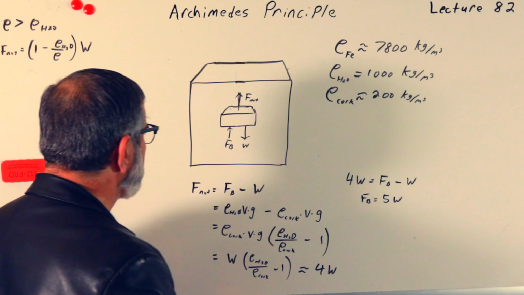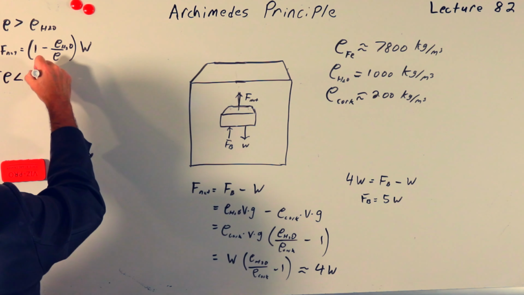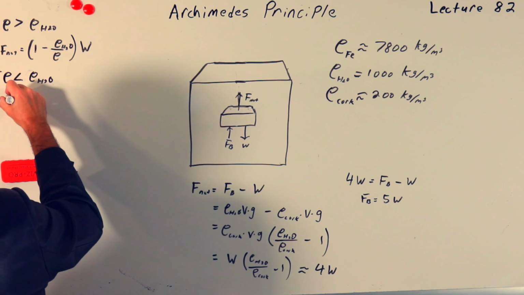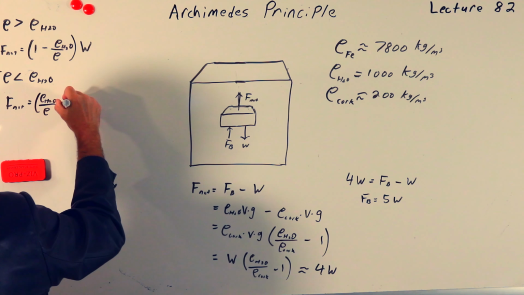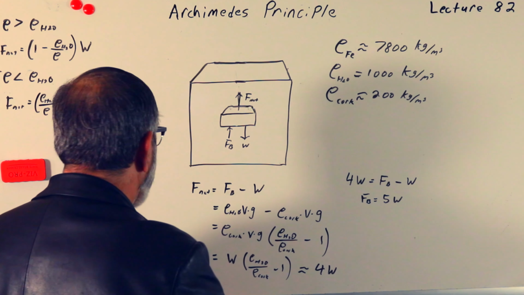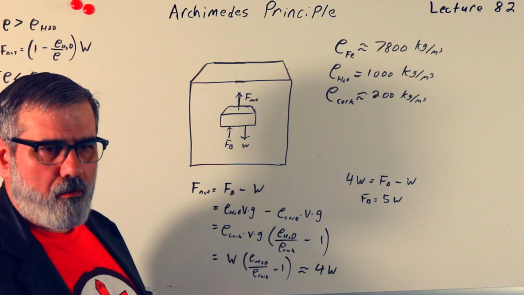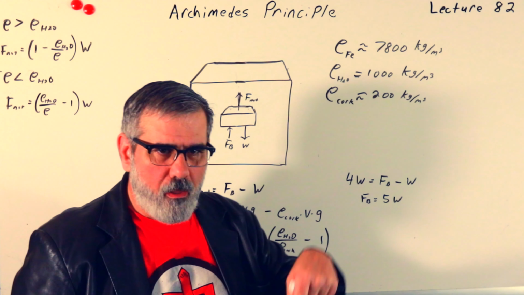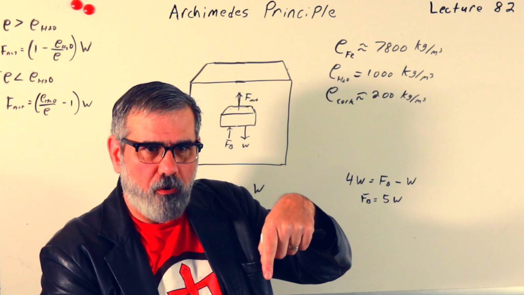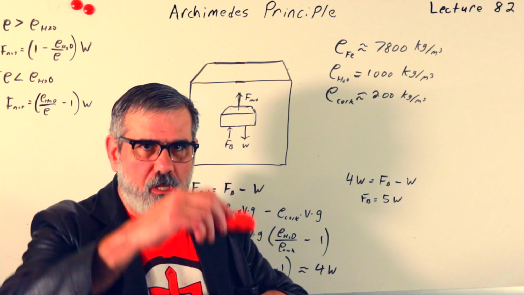But we can do more with this. Now let's think about what happens. Let me just write this result down here. Rho less than rho H2O, we get F net equals rho H2O over rho minus 1 times the weight. Since there is a net force now, and it's acting in the upward direction, and before we had the spring scale keeping the iron from falling further, so it didn't accelerate. It was balanced out by the spring scale. Here we don't have the spring scale, and so it's going to accelerate up to the top.